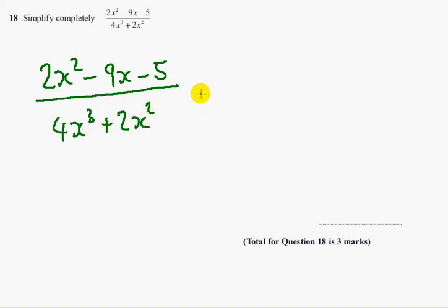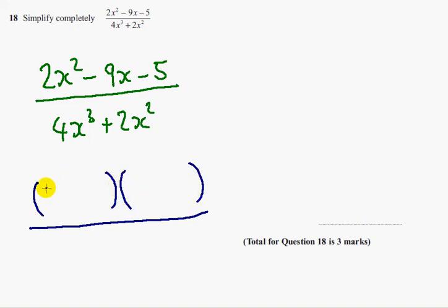Now, let's do the top first. Let's factorise the top first. So that's a quadratic, so I'm going to have two brackets. I'm going to have 2x here and an x here. It's got to times together to get minus 5 and add together to get minus 9. So two numbers that times together to get minus 5 is 5 and 1. And we've got to try and get this to work. So the 5 over here and the 1 over here.